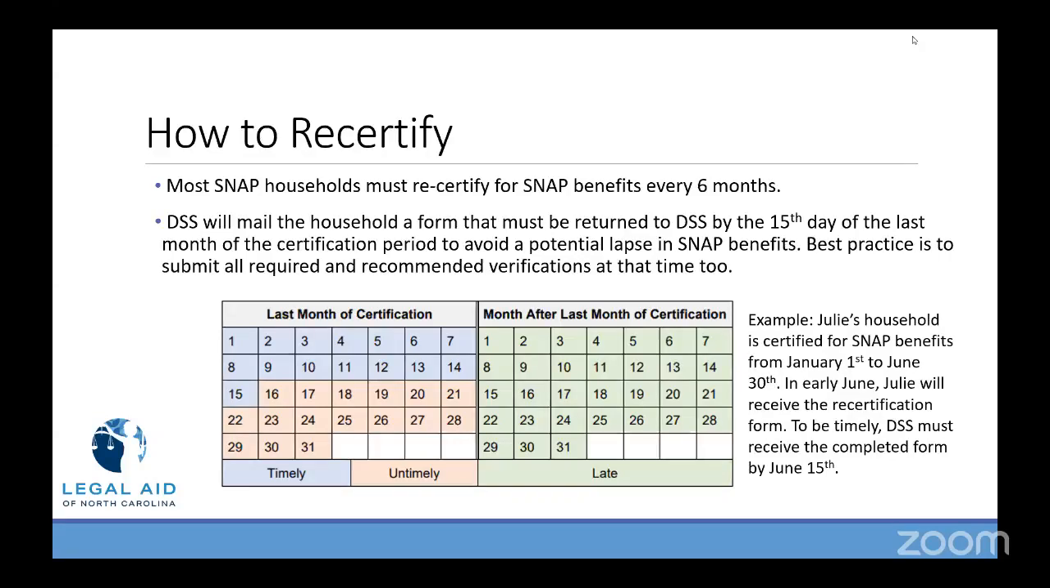That's really when you're looking at a potential lapse in benefits, because if you don't turn the recertification in until the next month, you're probably not going to get SNAP benefits for that month. And it may be the month after that before you start to get your SNAP benefits again. So just be aware of that. If you fail to turn your recertification in until 2 months after your certification period ends, at that point, it generally is too late and you will have to do a new application instead of trying to recertify.